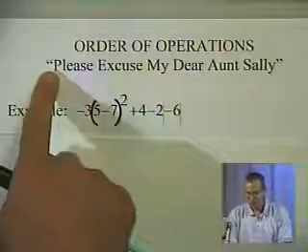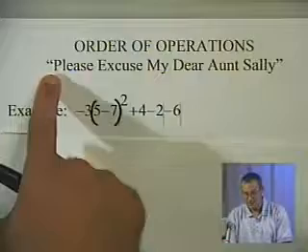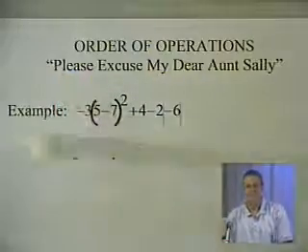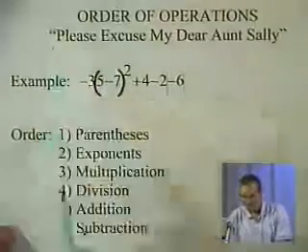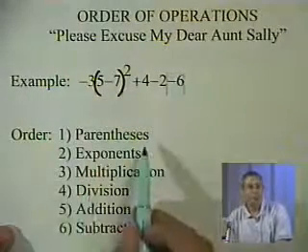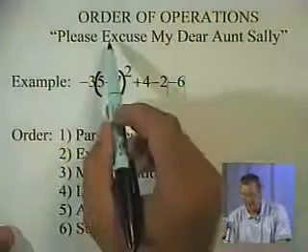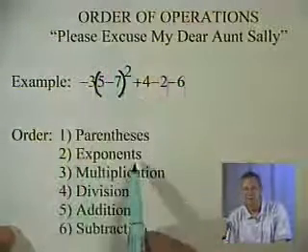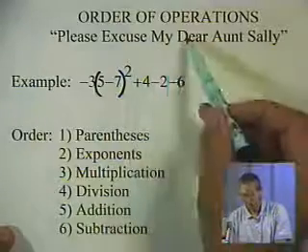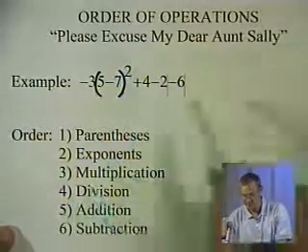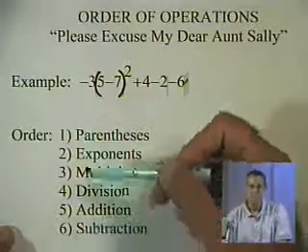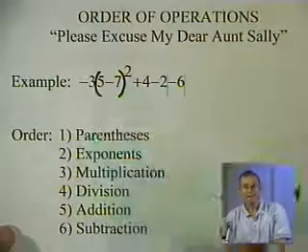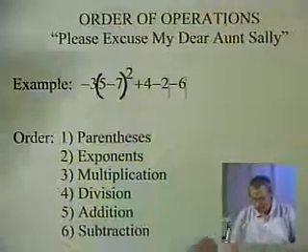Each first letter of each word represents an operation. And here is the order. The P in please represents parentheses. We are always going to do parentheses first. The E represents exponents. The M, multiplication. The D, division. The A, addition. And the S, subtraction. So please excuse my dear Aunt Sally. Some people memorize it as PEMDAS. It doesn't matter. Okay? So let's go ahead and try this problem.